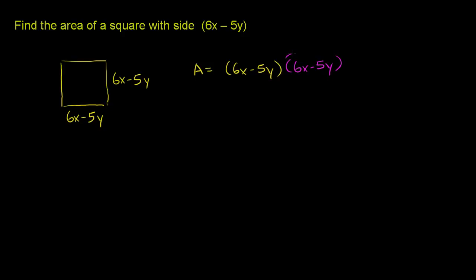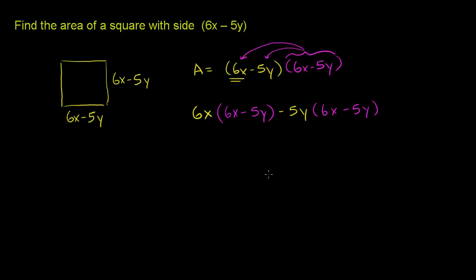So what we could do is distribute this entire magenta 6x minus 5y over each of these terms in the yellow 6x minus 5y. If we do that, we will get this 6x times this entire 6x minus 5y, and then we have minus 5y times, once again, the entire magenta 6x minus 5y. And what does this give us?